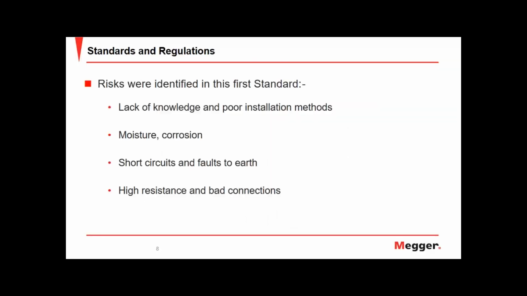And what they identified in those two pages was risks. They saw that there was a lack of knowledge and poor installation methods. They knew there was an issue with moisture and corrosion. They could see that there were sometimes short circuits and faults to earth. And of course, they had high resistance and bad connections. Today, we're doing more with regard to short circuits and faults to earth, potentially.